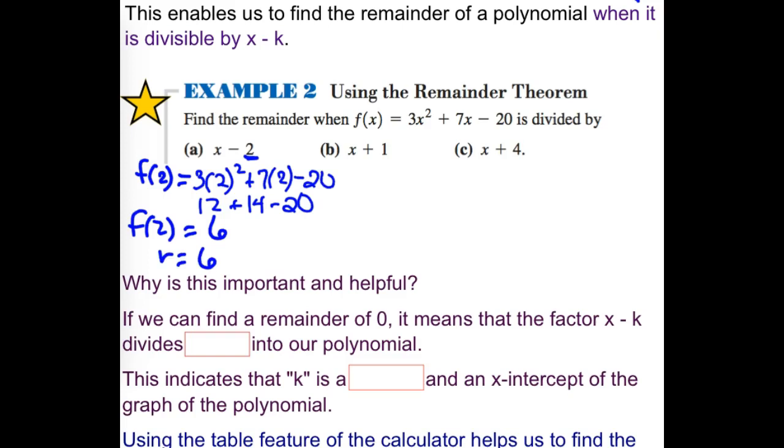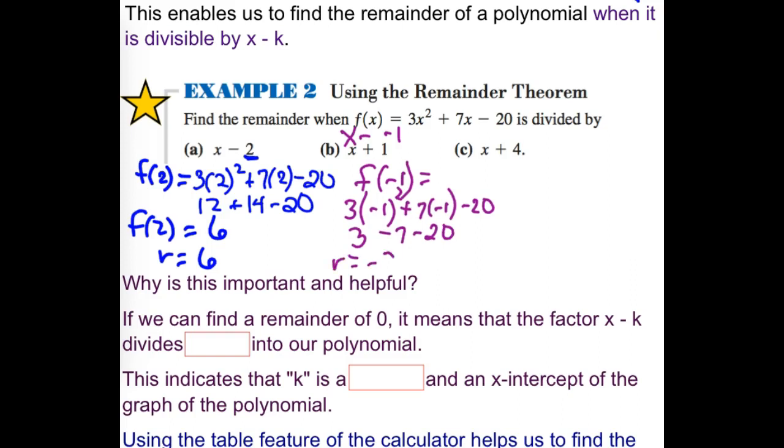All right, second one, we have x plus 1, but remember it has to be x minus k, so we're going to have to think of that as x minus a negative 1. So we are going to evaluate f of negative 1. Once again, we're going to plug that in for our x. We're going to do our math. We've got 3 minus 7 minus 20, which gets us negative 24. So our remainder would be negative 24.